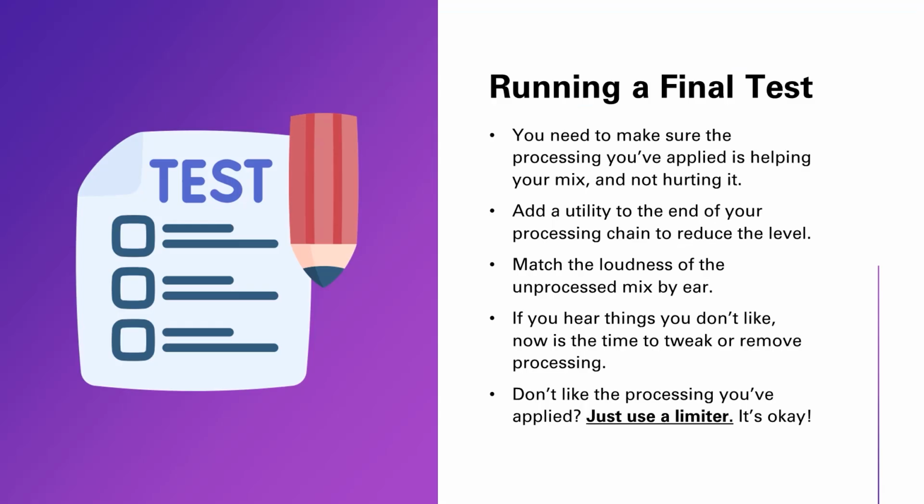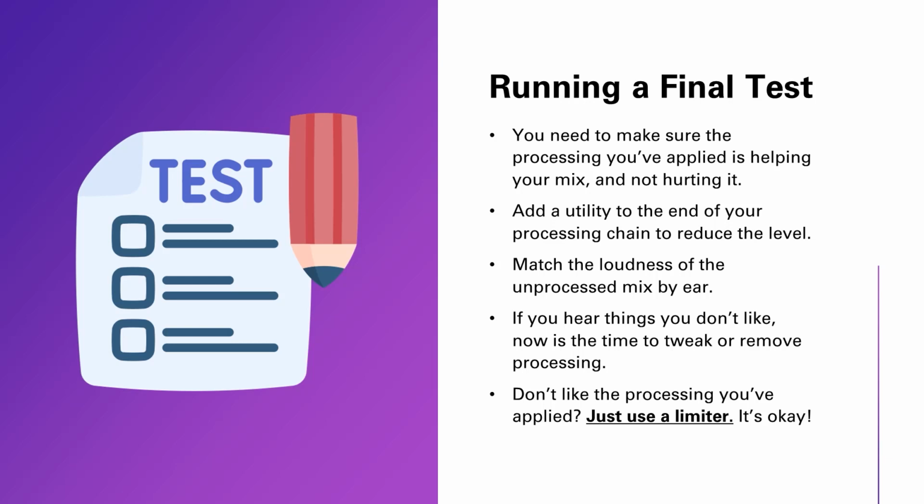So at this point, you need to run a final test to make sure that all of the processing you've applied is actually helping your mix and not hurting it. Adding a utility to the end of your processing chain to reduce the level to make an accurate A-B comparison is what you need to do. You're going to match the loudness of the unprocessed mix by ear. And if you hear things you don't like, now is the time to tweak or remove processing.